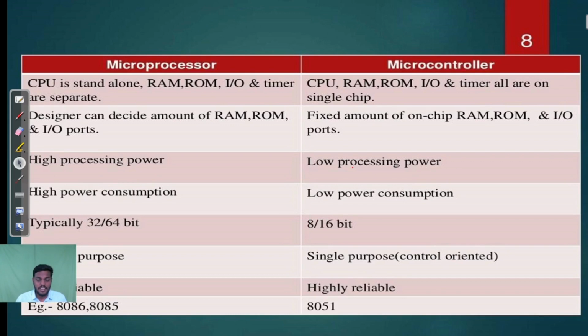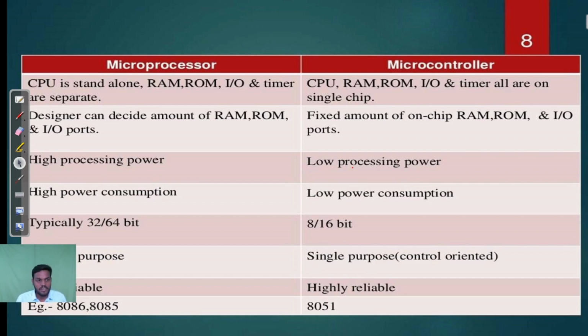This is the basic differentiation between the microprocessor and the microcontroller. A microprocessor is a standalone system. It is designed to work individually by itself. RAM, ROM, input, output, and the timer are separate. In the microcontroller, the CPU, RAM, ROM, input, output, and the timer are all in a single chip.